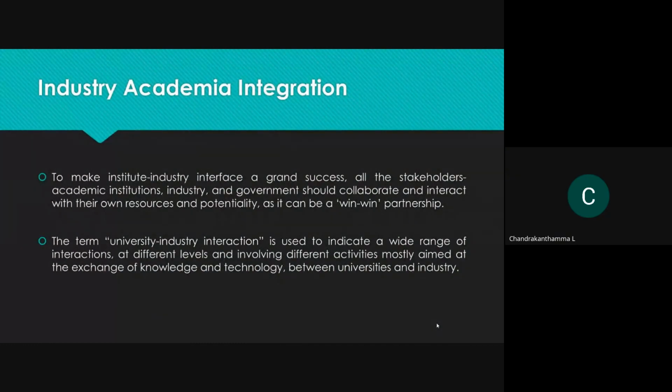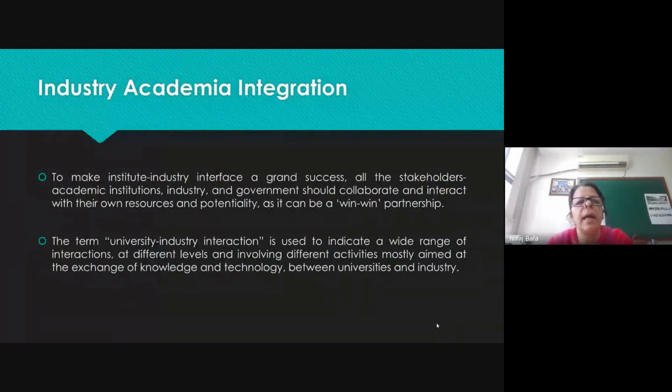And we have 11 active MOUs also, ma'am, with various companies.